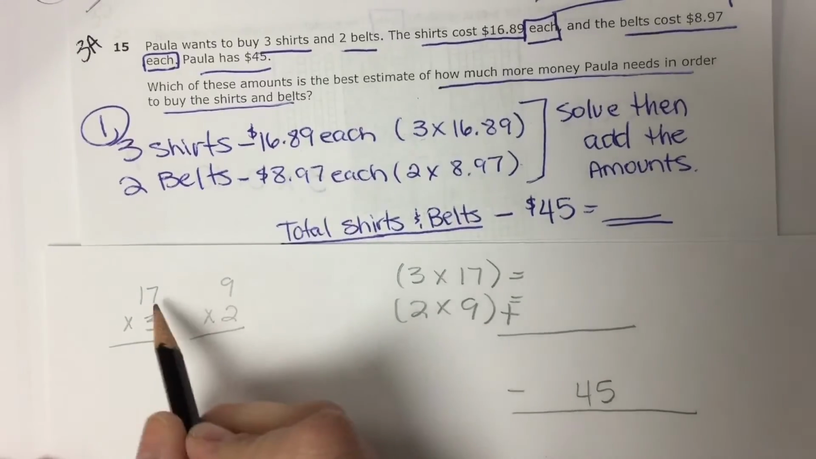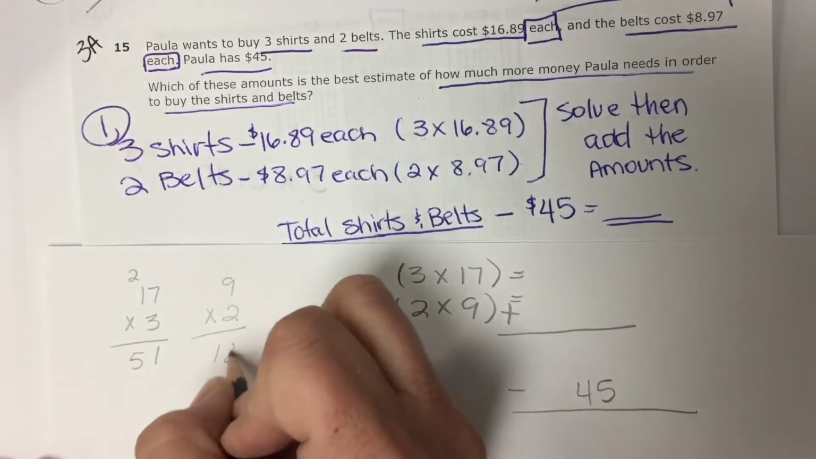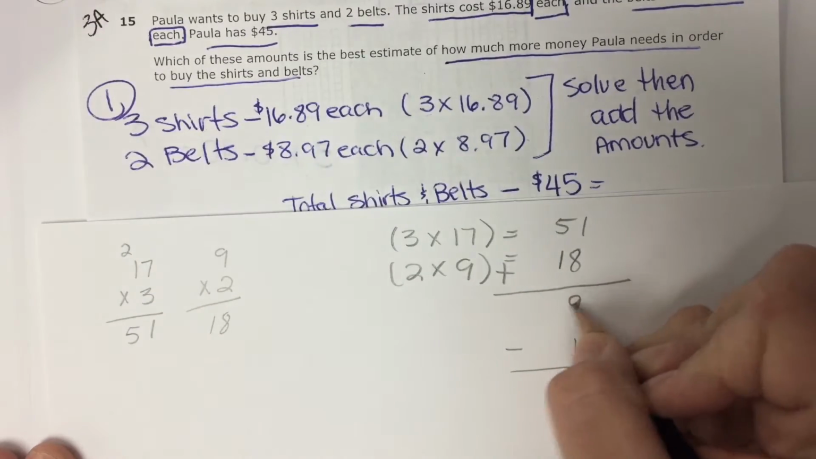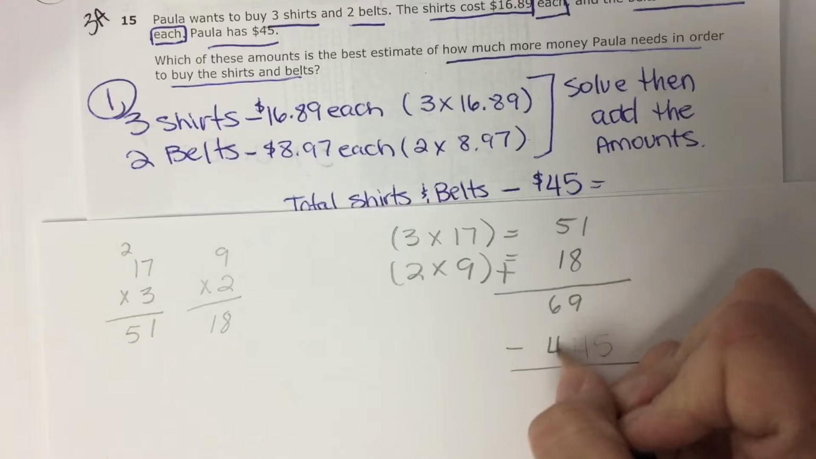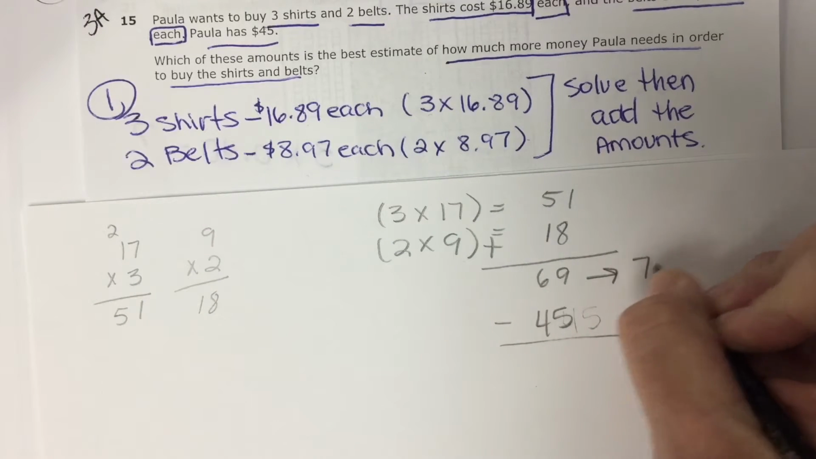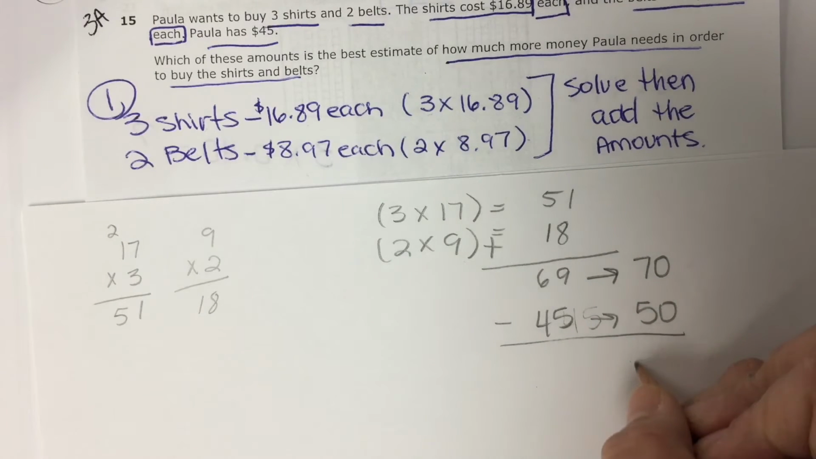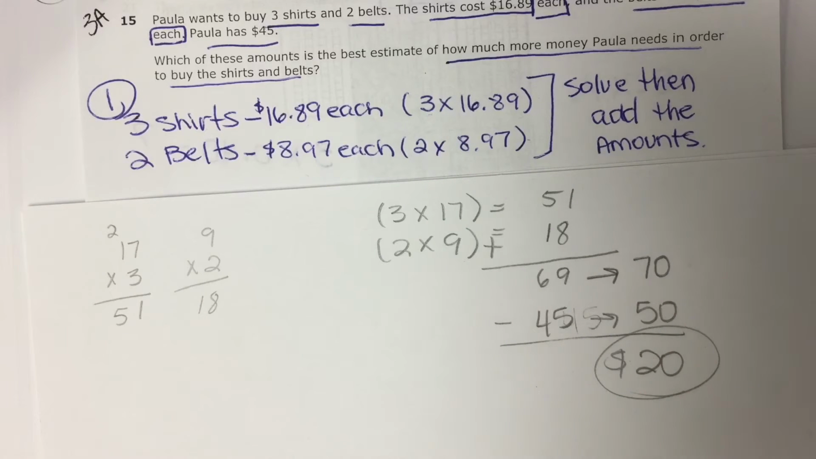So what you should have done is 7 times 3 is 21. 3 times 1 is 3, plus 2 is 5. 9 times 2 is 18. So that's $51 for 3 shirts and $18 for 2 belts. That's $69 is how much she needed to spend, and she only had 45. So now we're going to find out about how much is different. About 69 is going to be 70. 45 is going to be 50. So that's a difference of about $20. Okay, so your answer should have been 20.